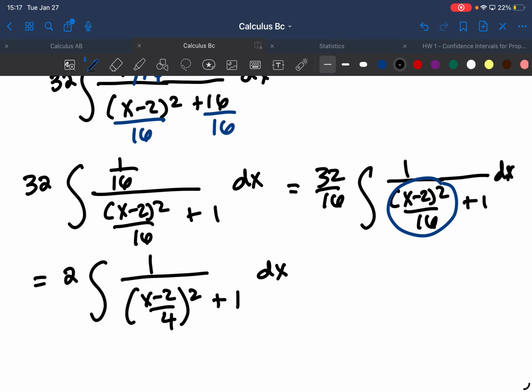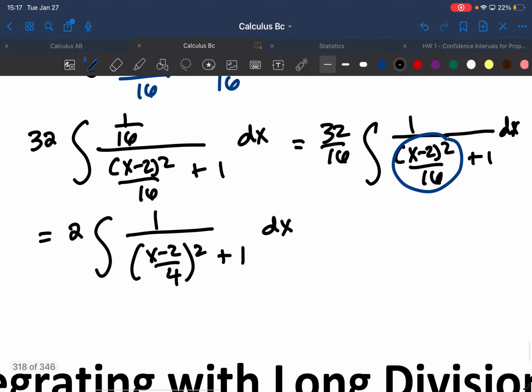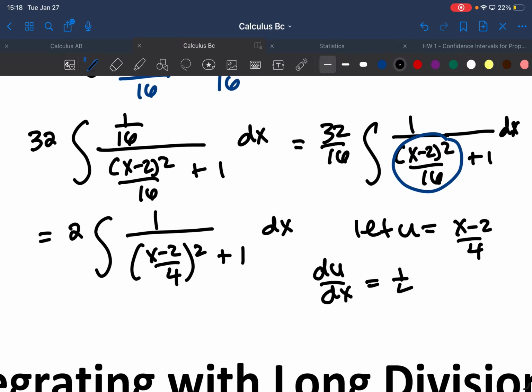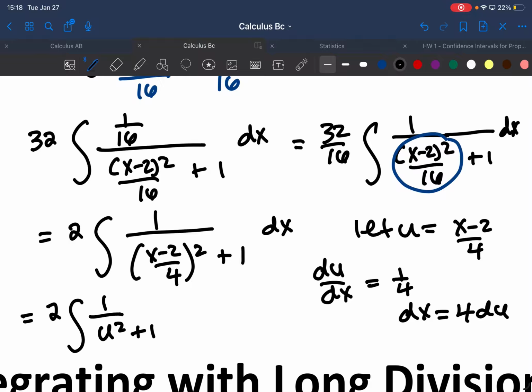Okay. Which means I can now, after all the manipulation, identify u. And what is u? x minus 2 over 4. Yes, so let u equal x minus 2 over 4, which means du dx is equal to 1/4. Everyone agree? Okay. Which means that dx is equal to 4 du. We cross multiply. Now I go back and plug it in. So I have 2 integral of 1 over u squared plus 1 times 4 du.